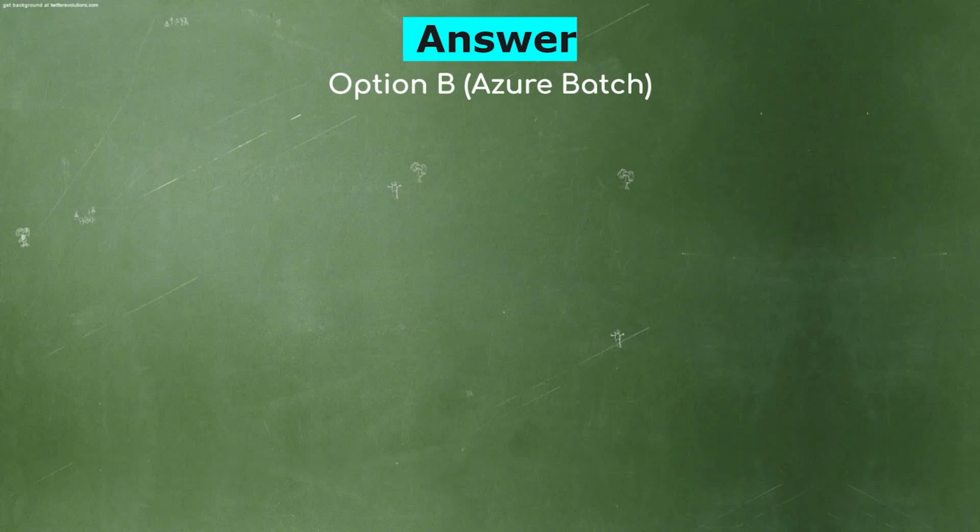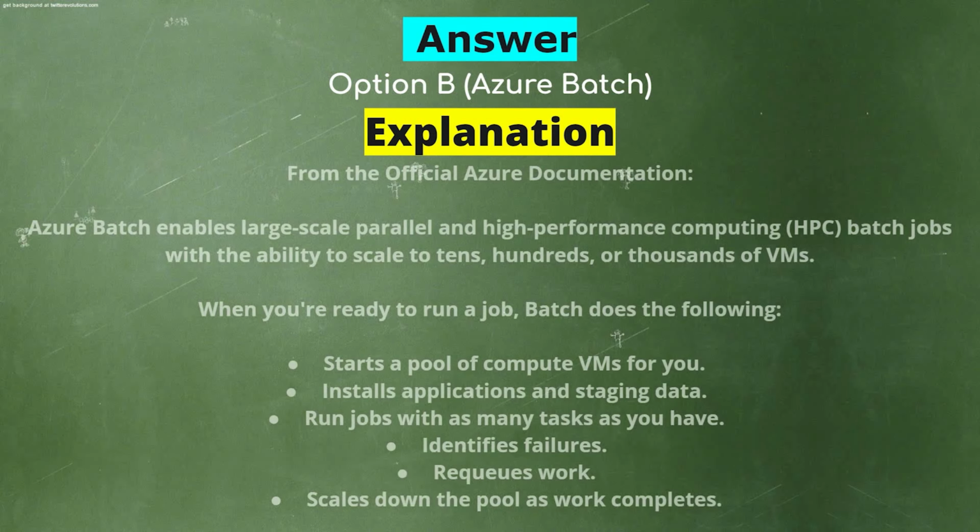Azure Batch. Explanation. Azure Batch enables large-scale parallel and high-performance computing batch jobs with the ability to scale to tens, hundreds, or thousands of VMs. When you are ready to run a job, Batch does the following. Number 1. Starts a pool of compute VMs for you. Number 2. Installs applications and staging data. Number 3. Run jobs with as many tasks as you have. Number 4. Identifies failures. Number 5. Re-queues work. Number 6. Scales down the pool as work completes.